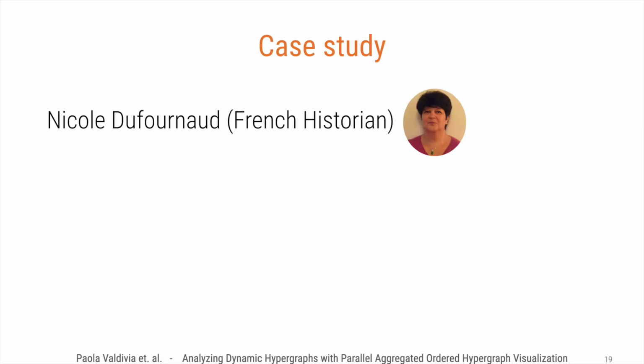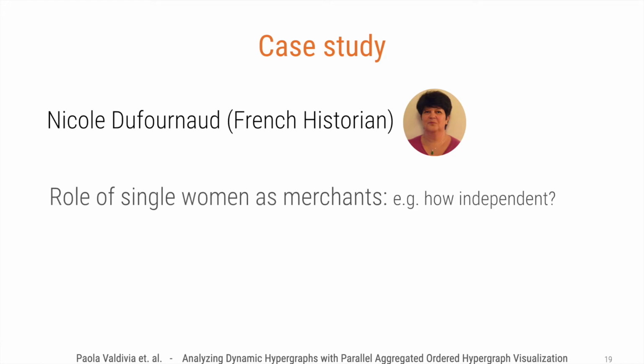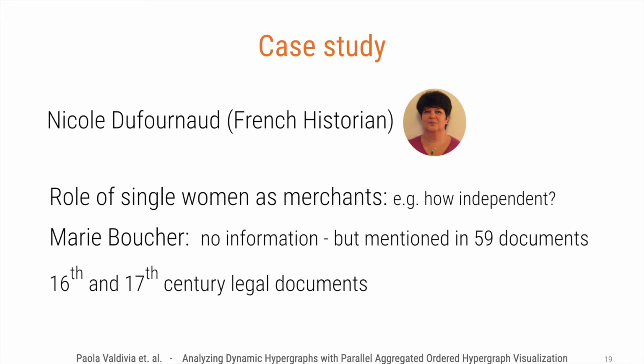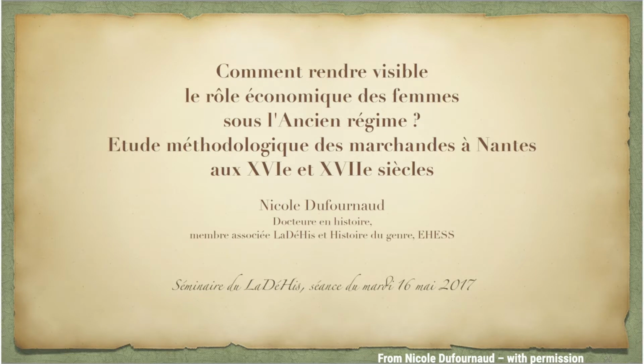This case study was led by Nicole, a French historian. She is interested in analyzing the role of a merchant, Marie Boucher. There is no historical information about Marie Boucher, but she is mentioned in 59 legal documents from the 16th and 17th century. The dataset of Marie Boucher was collected, processed, and analyzed by Nicole. We will see how she performed her analysis and how she can perform the same analysis using PAOHVis.